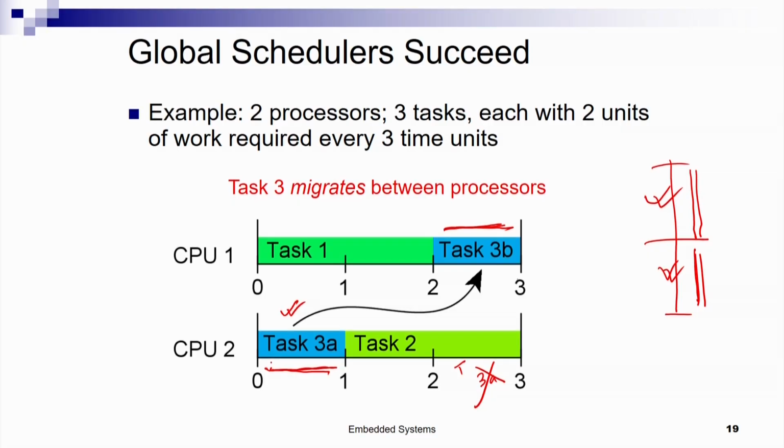Now, in a global scheme, by allowing migration, we can allocate these 3 tasks. We divide the task into 2 parts. We execute the first part in CPU 2, then we migrate the task from CPU 2 to CPU 1. So, the code, if required, along with the intermediate data of the task, is migrated from CPU 2 to CPU 1, and then the next part of this task is executed on CPU 1 after its completion on CPU 2. So, by incurring a migration and by dividing the tasks themselves, we will be able to successfully execute this task, and hence global schedulers succeed on multiprocessors.